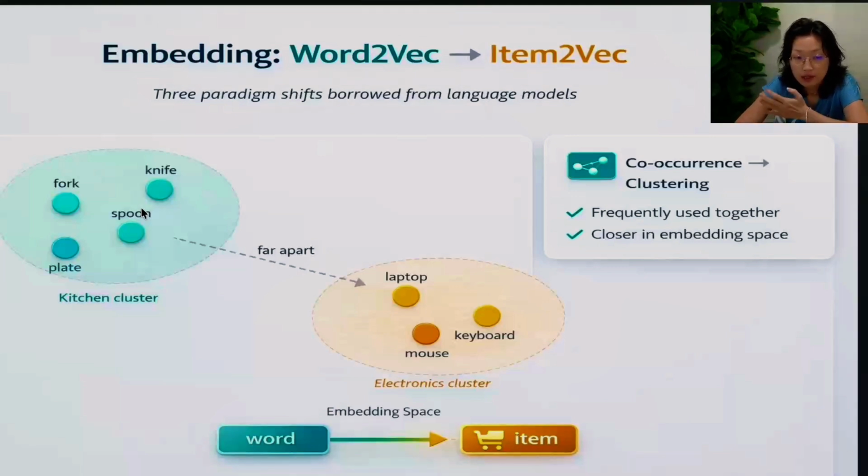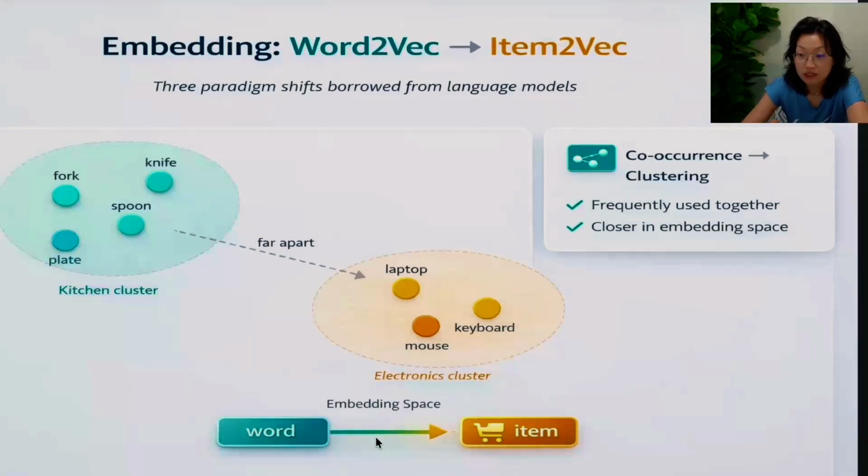So concretely, it is more likely for someone to shop for kitchen stuff together in one cart, as opposed to shopping for one of the kitchen items and electronic items together. And this is the idea of Item2Vec.